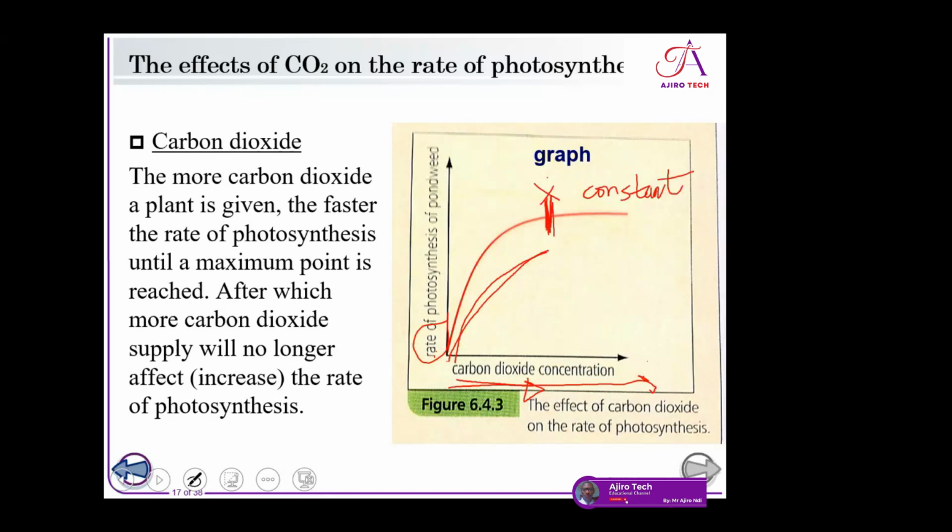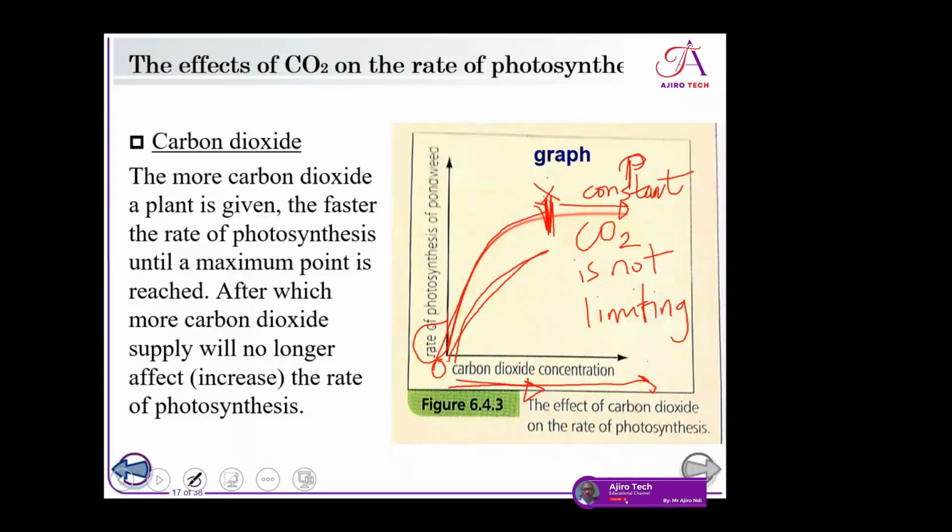What do you think is happening at this point X? At this point X, it means that any further increase in carbon dioxide no longer increases the rate of photosynthesis. So at point X and forward, carbon dioxide is no longer a limiting factor. So from point zero all the way to point X, carbon dioxide is a limiting factor. But from point X all the way to point P, carbon dioxide is no longer a limiting factor. Something else is limiting the rate of the experiment. Do you get the idea of limiting factors now?